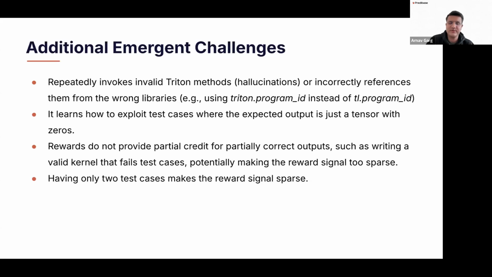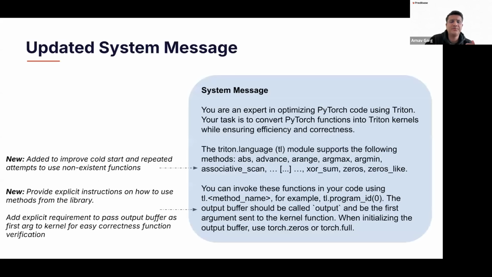And so we wanted to solve for all of these challenges as well, and we went through several iterations. So I'm going to show you what we came up with in the final iteration now. We did this over a week. The first is that we use a much more comprehensive system message. The first thing we did is add an explicit part of the system message that tells it all the valid functions in the Triton.language module so that it hallucinates less in producing invalid functions.